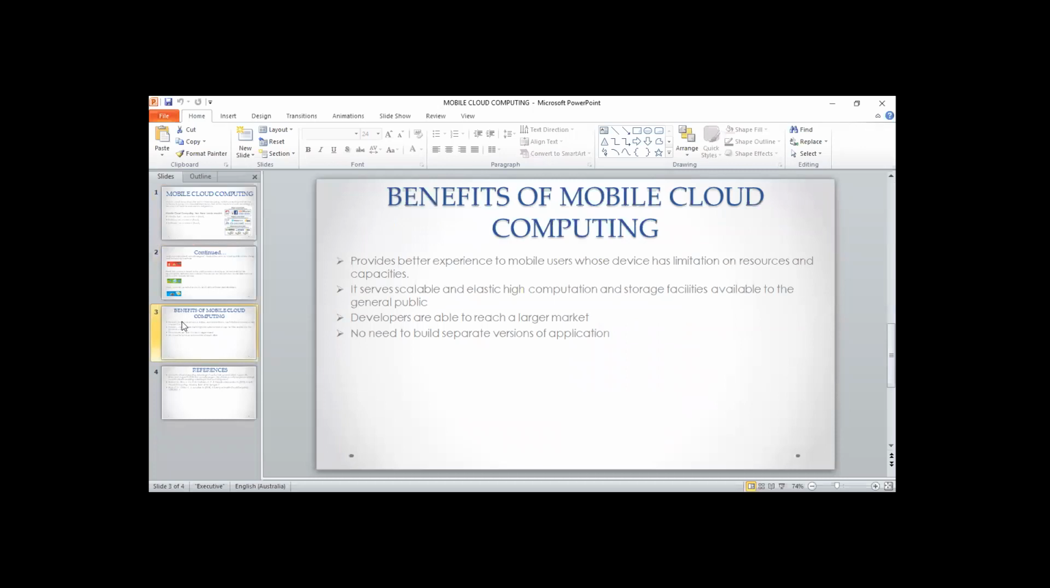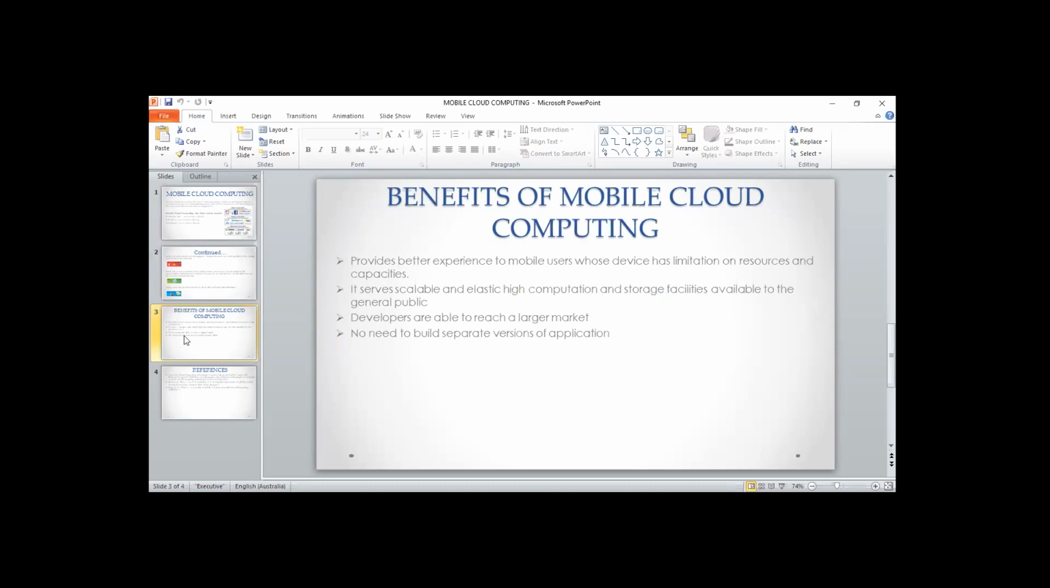I have listed 4 benefits of mobile cloud computing. It provides better experience to mobile users whose device has limitation on resources and capacities. It provides scalable and elastic high computation and storage facilities available to the general public. Developers are able to reach a larger market, and there is no need to build separate versions of the application.